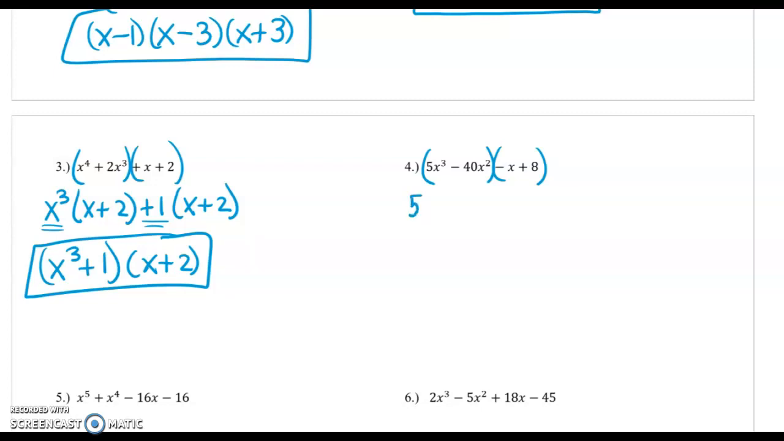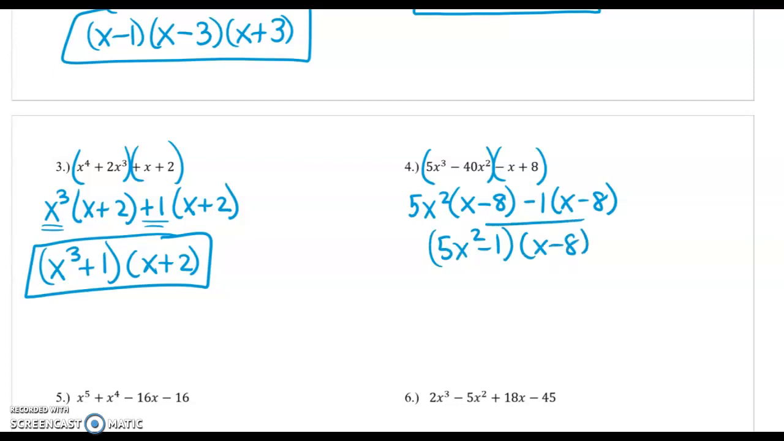Okay, so if you paused and you're checking back in now, you hopefully should have taken out a 5x squared here to get x minus 8, and then taken out a negative 1 to get x minus 8. So you would have gotten 5x squared minus 1 and an x minus 8 for your answer.